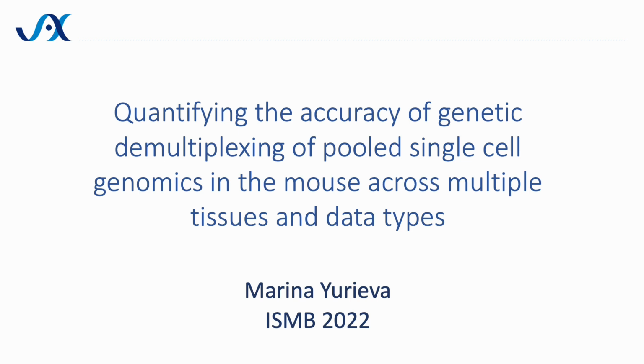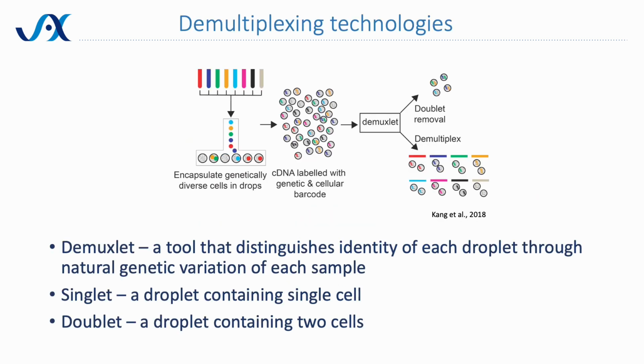Genetic demultiplexing is a technique designed to distinguish the genetic identity of each cell in single-cell datasets from genetically diverse samples. Demultiplexing is a tool that uses genetic variation to identify cells of genetically diverse samples, separate them into singlets, and remove doublets.